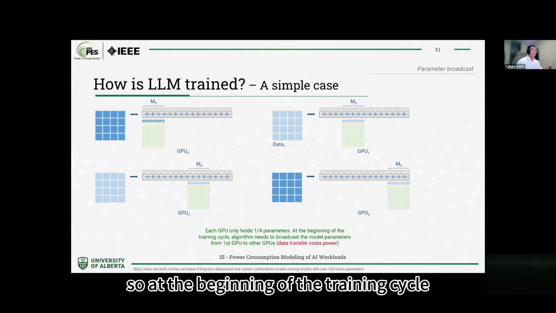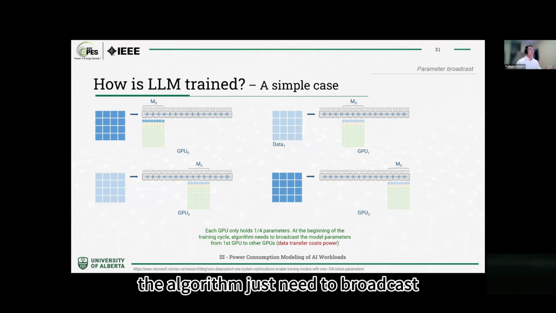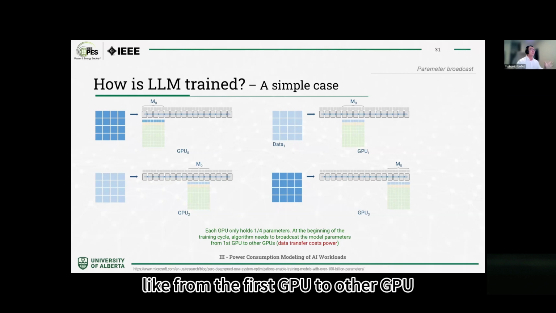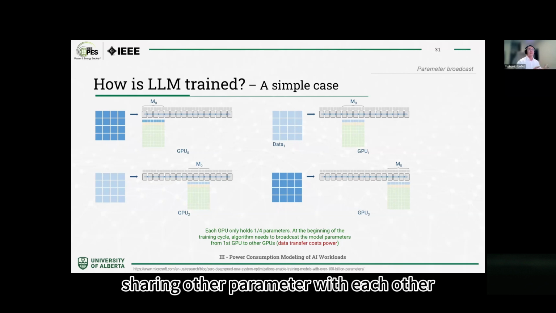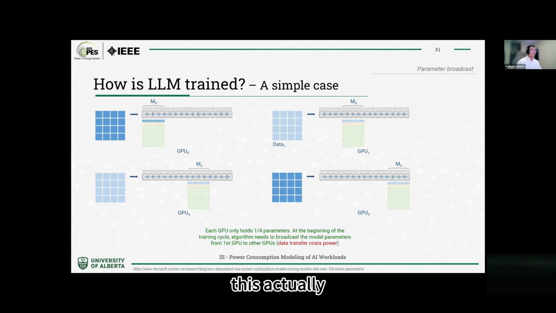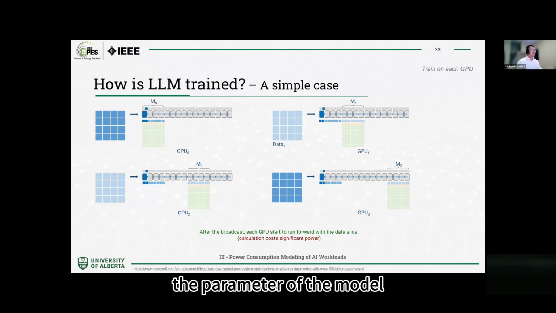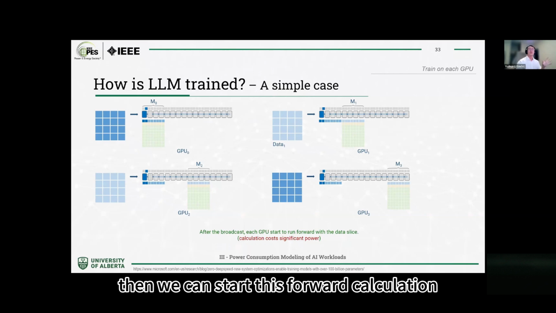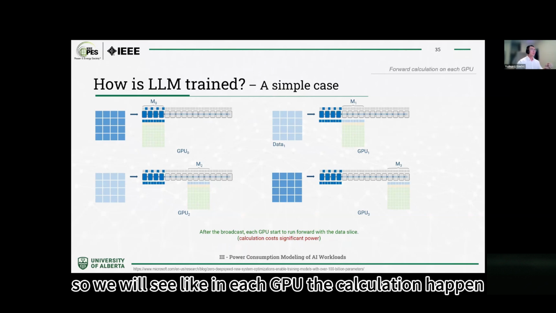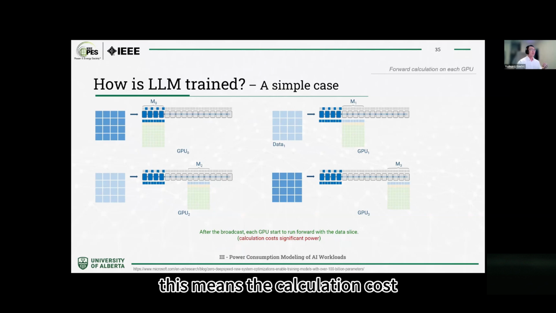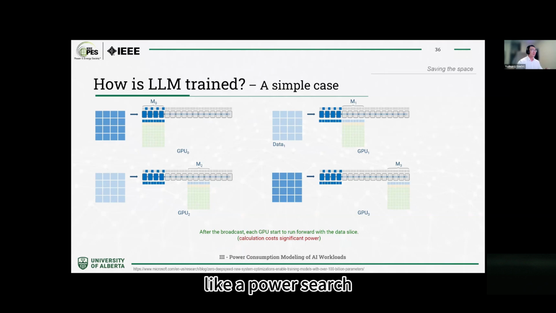At the beginning of the training cycle, the algorithm needs to broadcast the model parameters from the first GPU to the other GPUs, sharing all the parameters with each other. This actually introduces a data transfer power cost. After the broadcast ends, each GPU will have the parameters of the model. Then we can start the forward calculation. We will see the calculation happen in each GPU. This means the calculation cost will introduce a power surge.